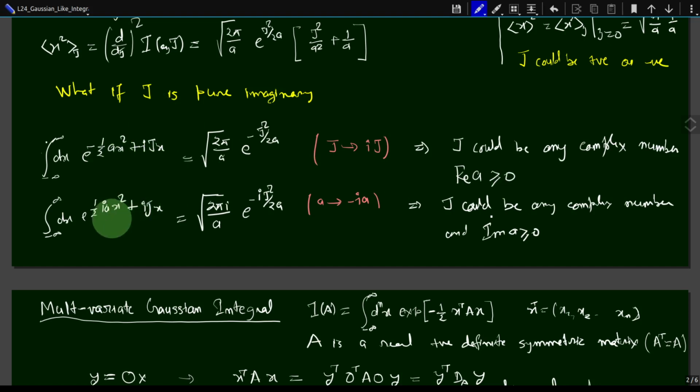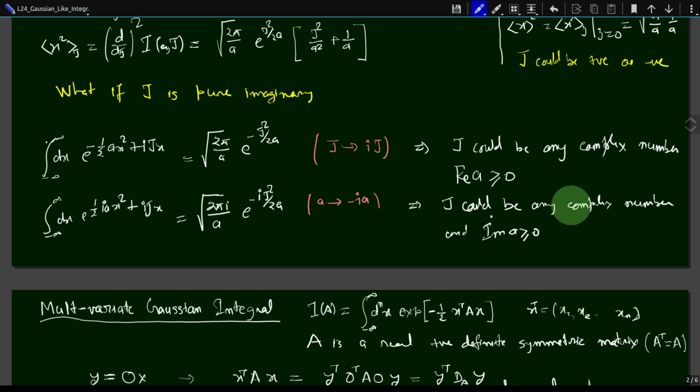Now I can say that the prefactor of x square is also imaginary. So I just say the exponent is minus half i a x square plus ijx. When I do that, it amounts to setting a going to minus ia, and this prefactor changes to square root of 2 pi i by a times exponential minus i j square by 2a. Wherever you see a, you replace it by minus ia.